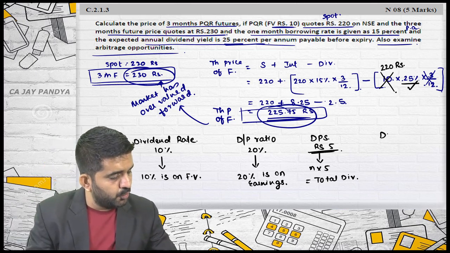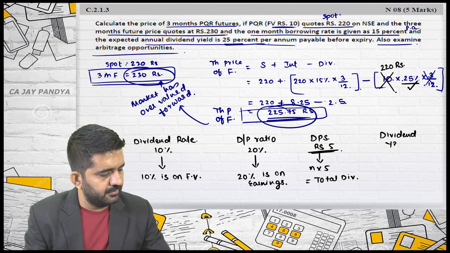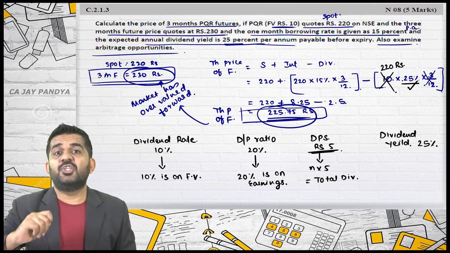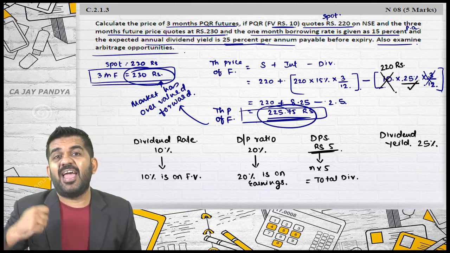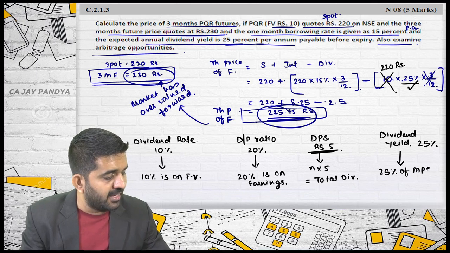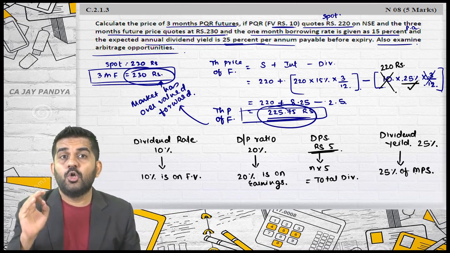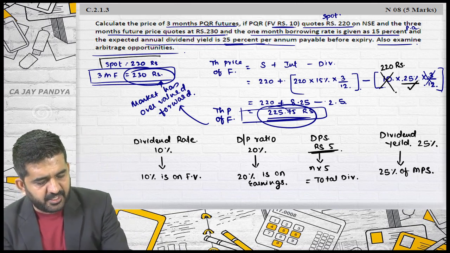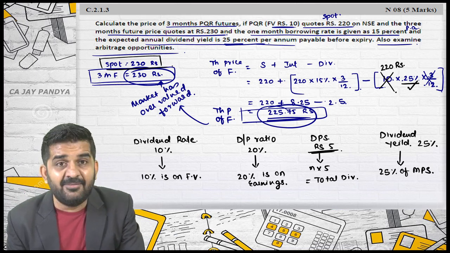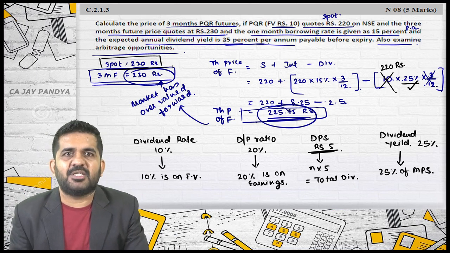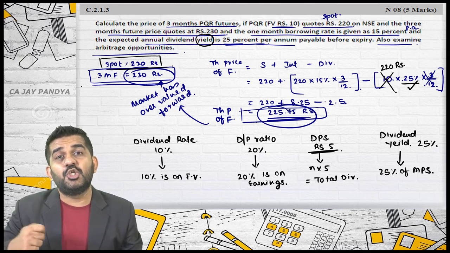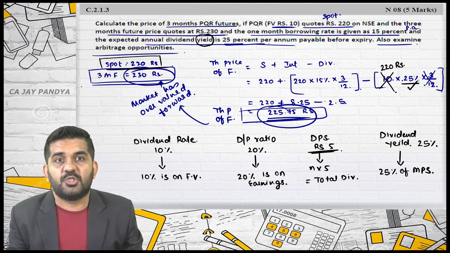But if someone tells you your dividend yield is, say in this case, 25%, now understand, the word yield is used for the actual thing, and this will always be 25% on the market price of the share, not on face value, not on real value. The market price of the share today is 220. See the word used. Expected annual dividend is 25%, 10 multiplied by 25% was okay. But if the word used is dividend yield, it should be on the market price of the share and not on the face value of the share.